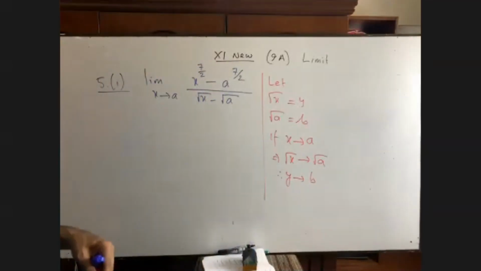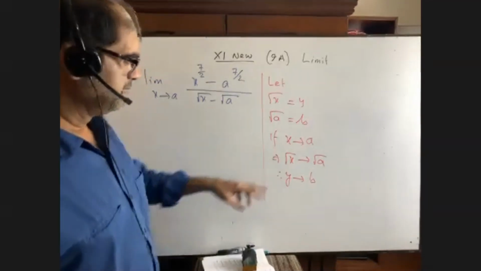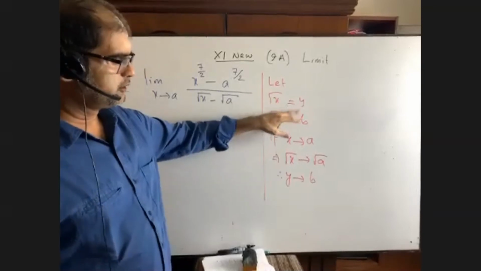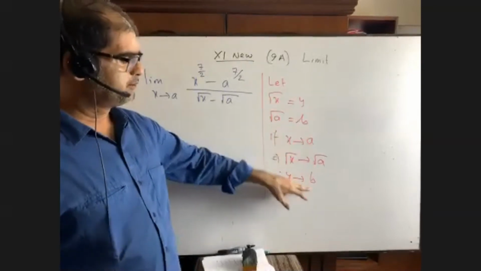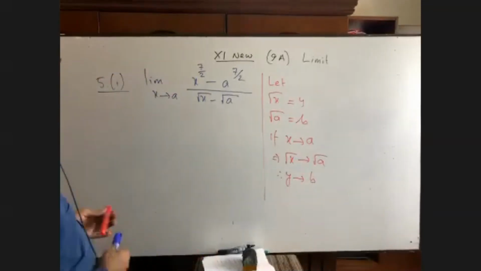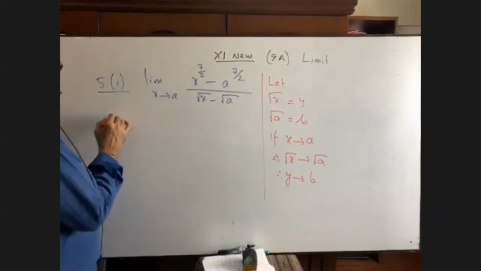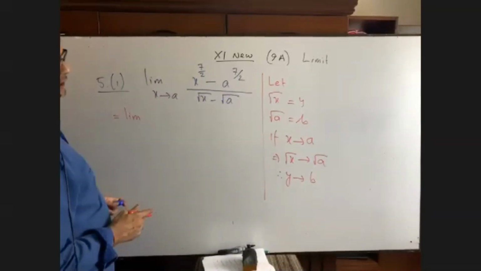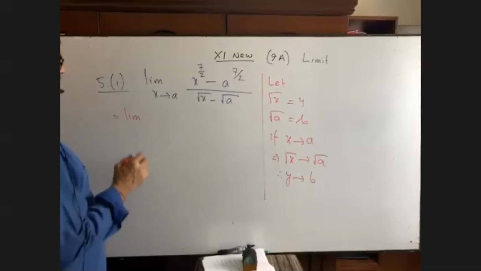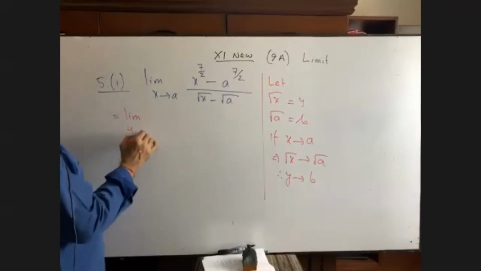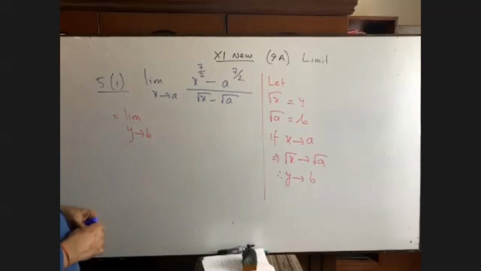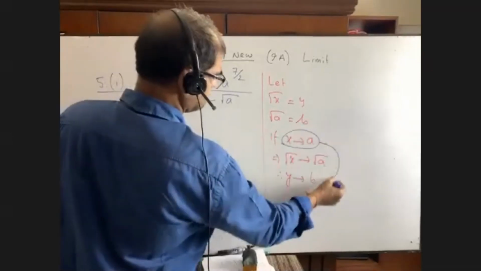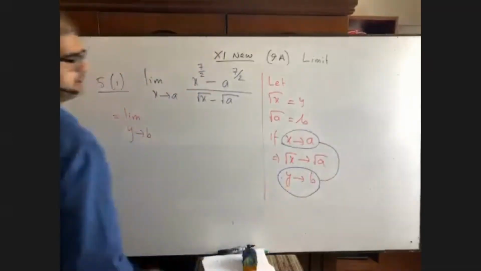Are you getting me or not? Yes sir. If x equals a, then what is the value of root x? It is y. Suppose it is y. And it is what? b, right? Now we can write here, you see, limit: for x, we will write y. y tends to b. Please try to get it. x tends to a has now been expressed as y tends to b. Is it?